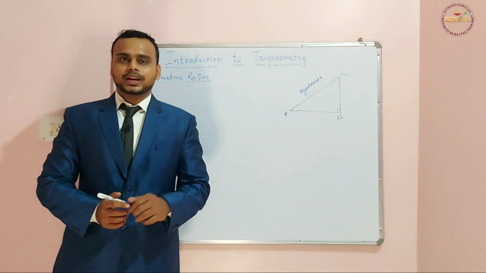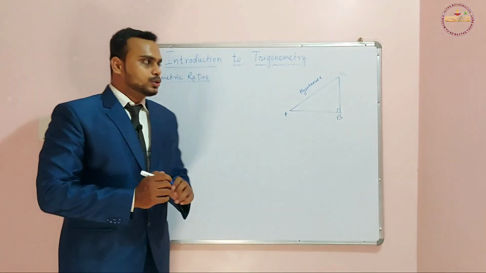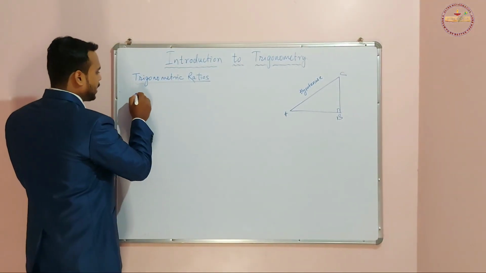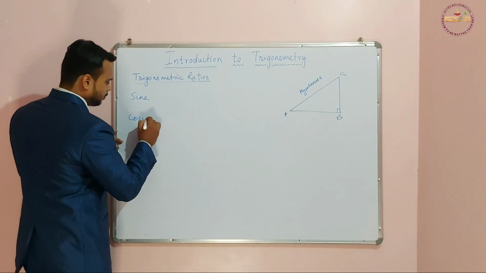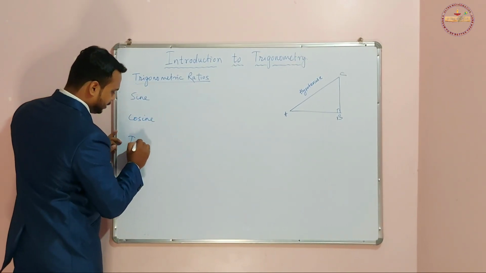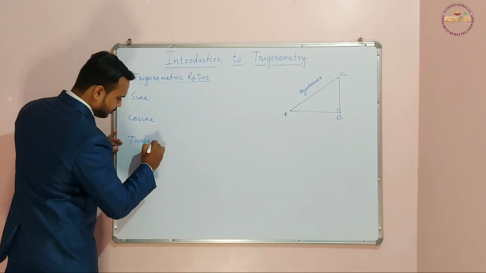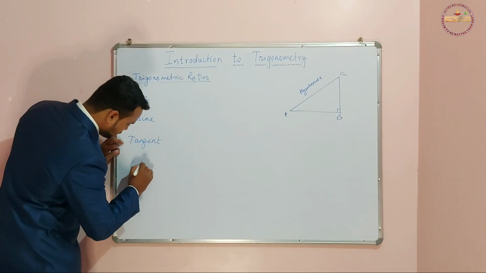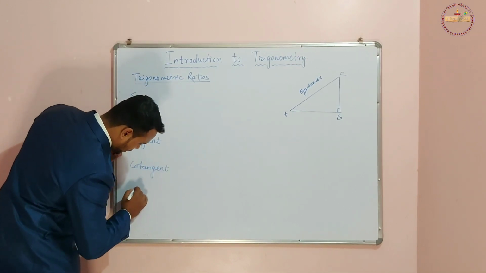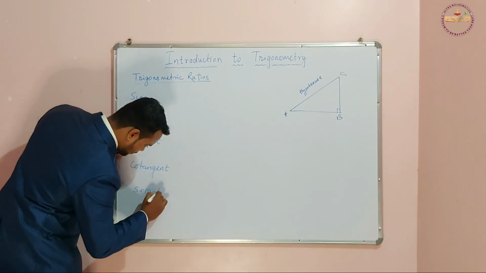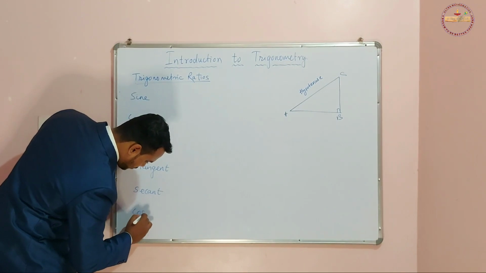As I told you, there are 6 different trigonometric ratios. The names are like this: sine, cosine, tangent, cotangent, secant, and the last one is cosecant.